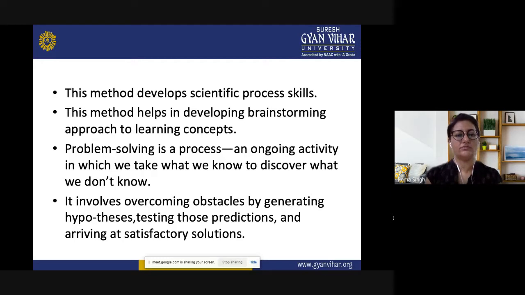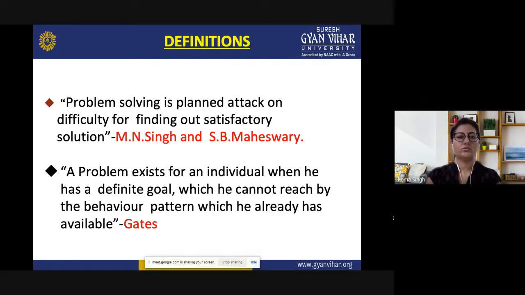So it involves overcoming all barriers and obstacles by generating a hypothesis, a general assumption, testing those predictions, and arriving at satisfactory solutions, that yes, this solution will be the best for this problem. Now we will take a look at a few definitions of the problem solving method. According to M.N. Singh and S.B. Maheshwari, problem solving is a planned attack on a difficulty for finding out a satisfactory solution.